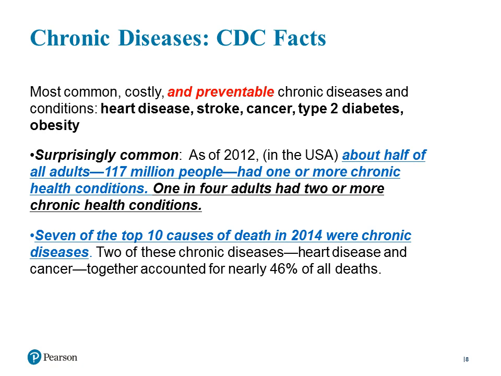And they're surprisingly common. As of 2012, in the United States, about half of all adults, or 117 million people, had one or more chronic health conditions. 1 in 4 adults had 2 or more chronic health conditions. 7 of the top 10 causes of death in 2014 were those chronic diseases, and 2 of those, heart disease and cancer, together accounted for nearly 46% of all deaths. That's really a surprising and huge number of people who suffer from chronic medical conditions.